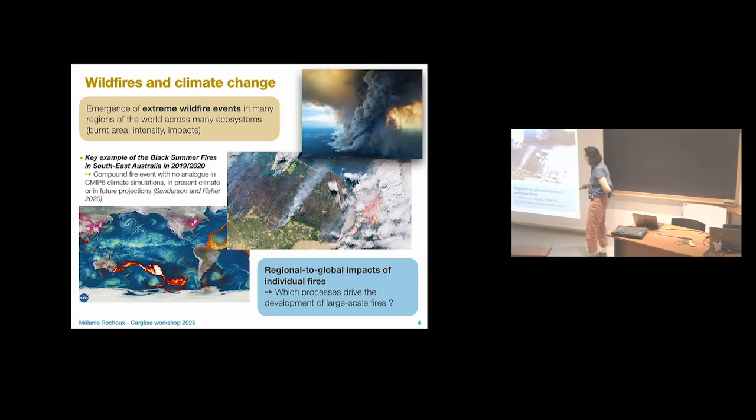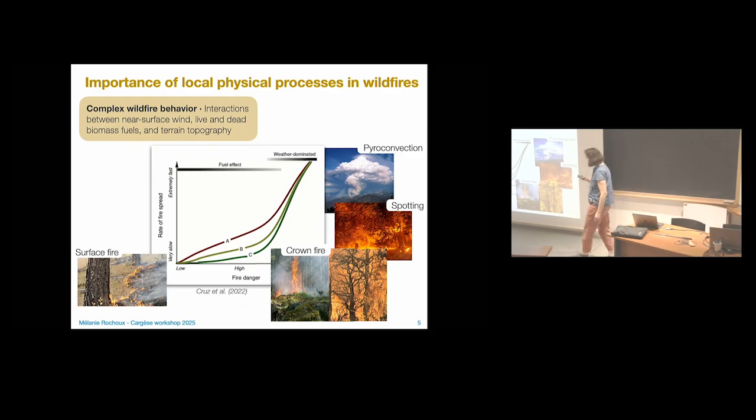Okay, so what I want to emphasize here as a motivation to work on that is that with, for instance, the extreme fires in Australia a few years ago, we have seen that individual fires can have regional to global impacts. And so we really are on this question of which processes drive the development of large-scale fire, and to understand the interaction between the fuel effects and the weather-dominated effects on the rate of spread, and how you go from a surface fire to some extreme phenomena such as ground fire spotting and pyroconvection. And actually, the system we are trying to build is really to understand the interaction between the fuel and the weather effects.